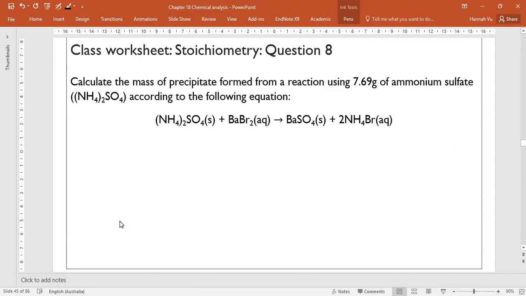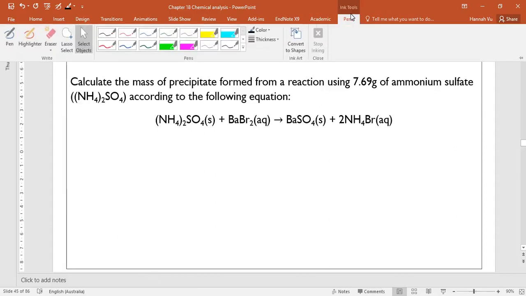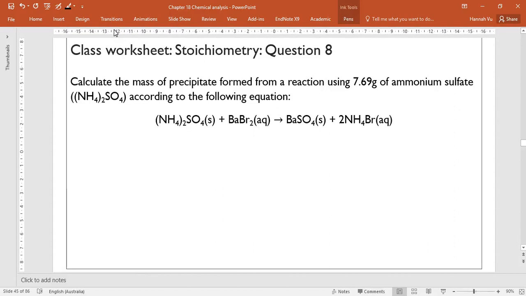Similarly, we have question 8. Calculate the mass of precipitate. Now, the precipitate is the solid product that you get from a reaction. So if you want to know what it is that you need to find here, you need to look at the equation. There are two products. The only one with a solid state is barium sulfate, BaSO4. So I need to find the mass of this thing.